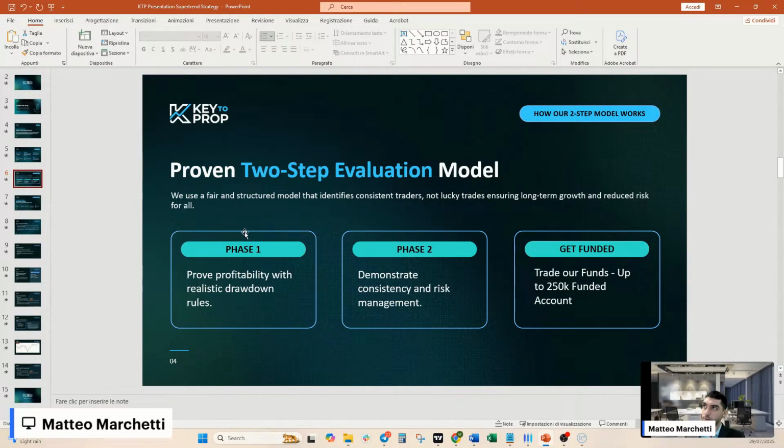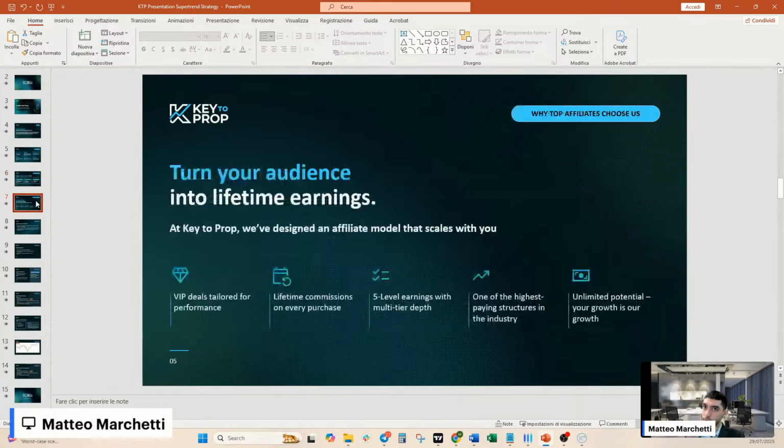This is a two-step evaluation model. We have phase one, where you have to prove your profitability with realistic drawdown rules. We have phase two, where you have to demonstrate consistency, and then you can get funded. If you go through phase two, you can get funded up to, as I said before, 250,000 US dollars.